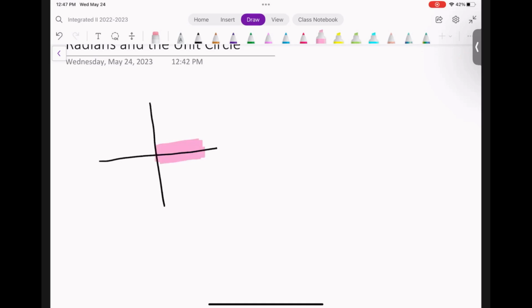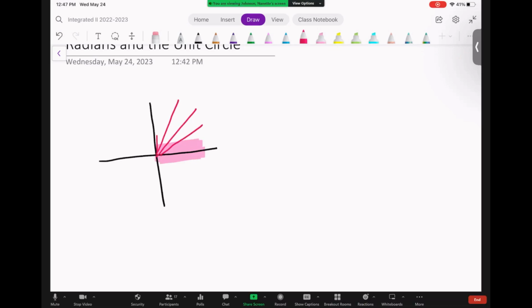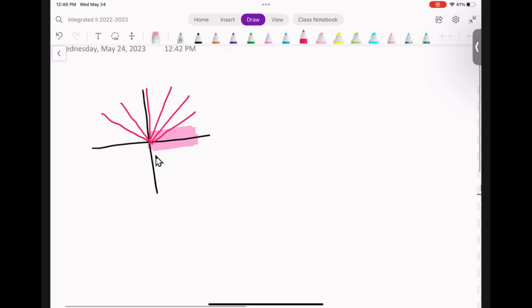Do you all see my closed book right there? Does everybody see my closed book sitting on the table? Good. Now, when I open the book, do you see how it looks like a bunch of angles opening up very, very slowly? They're always going to be vertexed at the center, at the 0, 0. Does everybody see that?